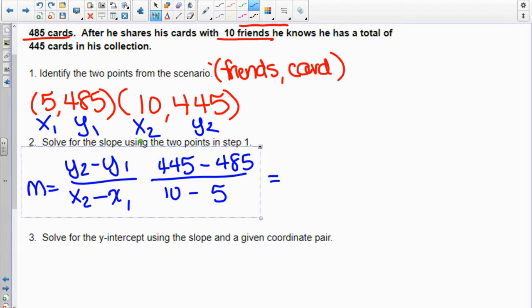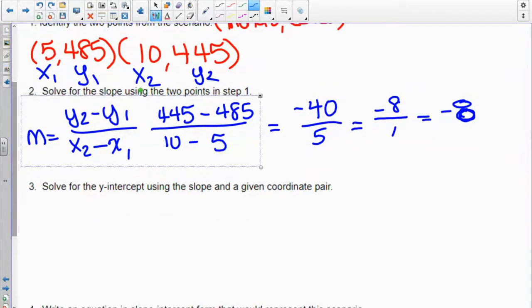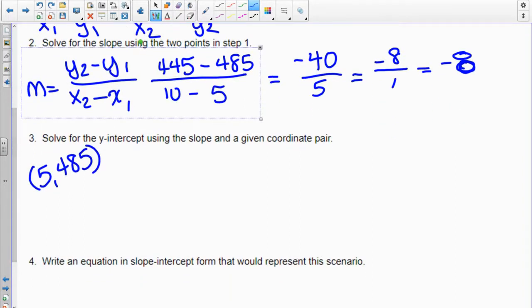So we have a negative 40 at the top, which shouldn't surprise you because he's giving away cards. So the slope would be going down, and 5 friends, which means he's giving about 8 cards away every 1 friend. And we might just write that as -8 there. Okay, use the point. I'll just use that first point. Again, you can use that second point if you want. It doesn't make a difference. It just will look a little different than mine.